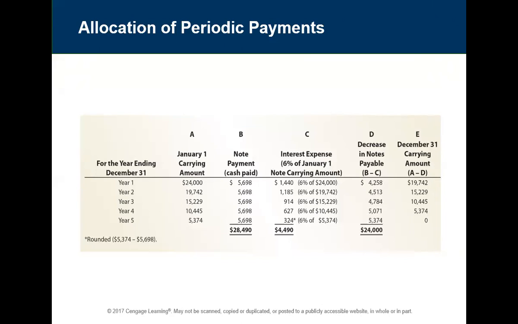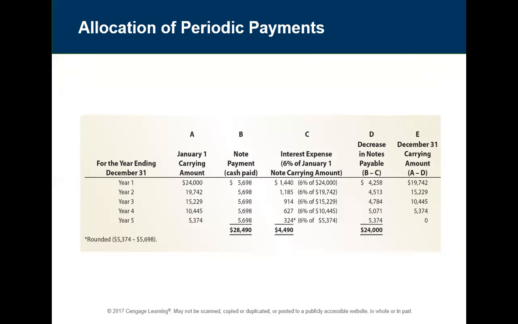So the interest expense, or the charge of having this note in year one, was $1,440. To get how much we're paying in principal, we take the total payment minus that interest expense. That's how much is going towards the principal. That's the decrease in notes payable. So in year one, $1,440 went to interest and $4,258 went to the note itself, the principal balance. Then the carrying amount, or what I would refer to as what we still owe, is 24,000 minus the decrease in notes payable. So at the end of year one, we still owe $19,742, which is where we start in year two.